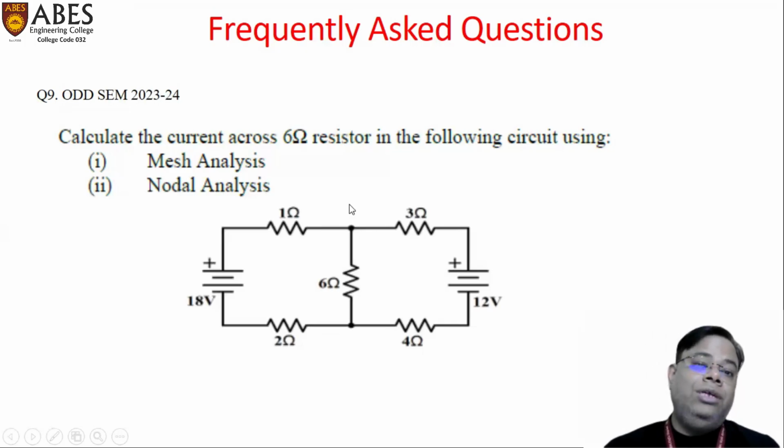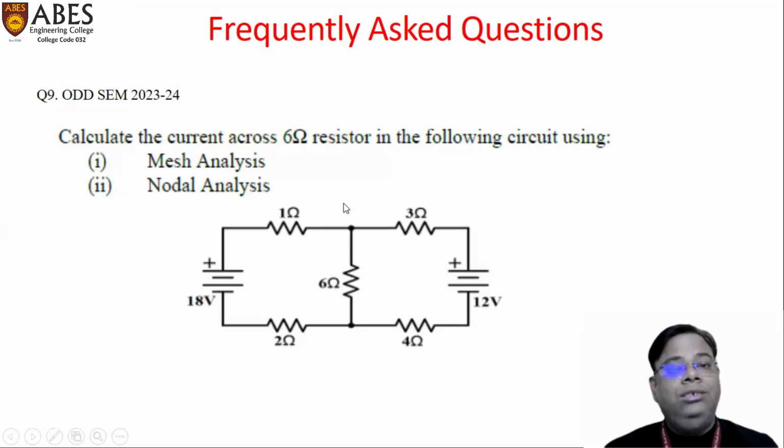It means if the voltage at the top of this 6 ohm resistance is V, then the current in the 6 ohm resistance would be (V minus 0) divided by 6. It would be the final current of the 6 ohm resistance.